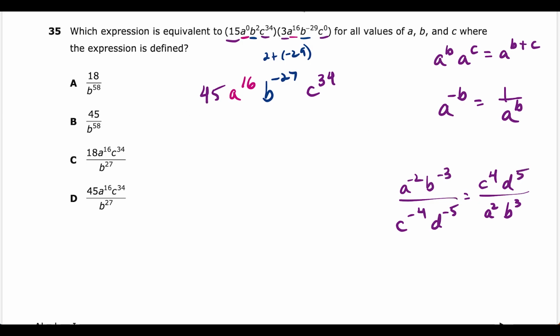So that allows me to close this out pretty quickly. And we could just say this is 45, a to the 16, b I'm actually going to send down to this denominator as b to the 27, and then we have c to the 34. So now just scan the answer choices here, and this matches choice D.